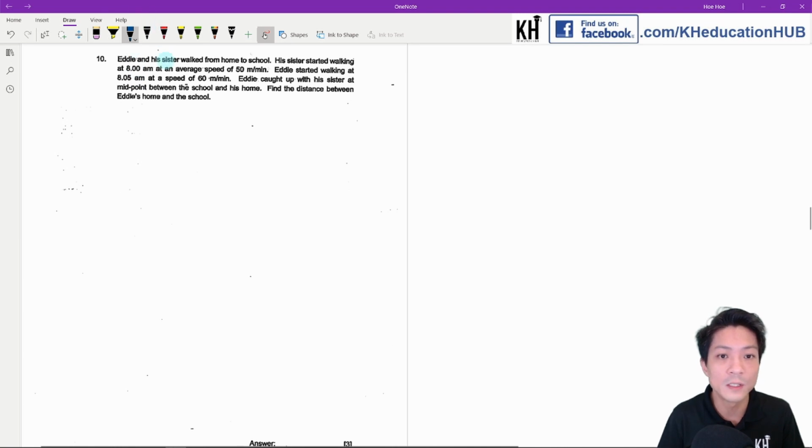Question 10 is a speed distance time question which is not tested in this year's PSLE, but I'm still going to go through it. Eddie and his sister walked from home to school. His sister started walking at 8 AM at an average speed of 50 meters per minute. Eddie started walking at 8:05 AM at a speed of 60 meters per minute. Eddie caught up with his sister at the midpoint between the school and home. Find the distance between Eddie's home and school.